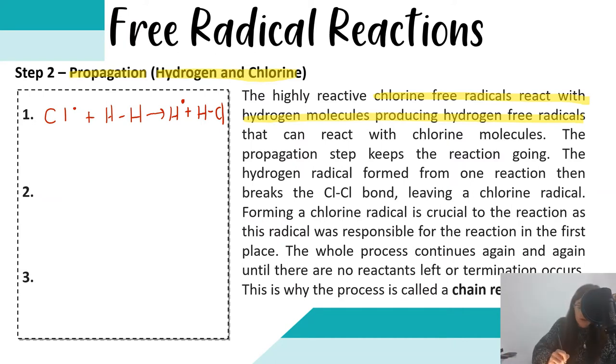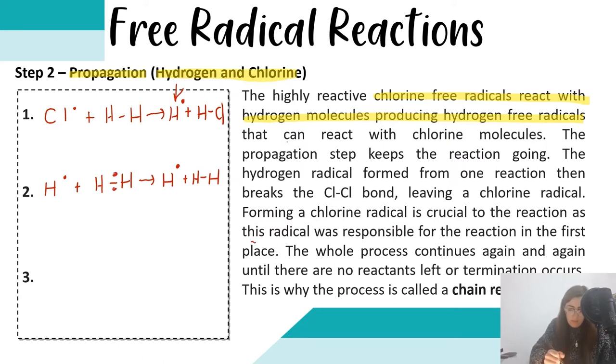Another possible propagation step is using the hydrogen radical that we have just formed. That could also react with a molecule of hydrogen, creating a new hydrogen radical and a new molecule of hydrogen. So this radical will steal an electron, creating a new bond between the two hydrogens. But that means that this hydrogen here will be left with an unpaired electron, turning it into a radical.